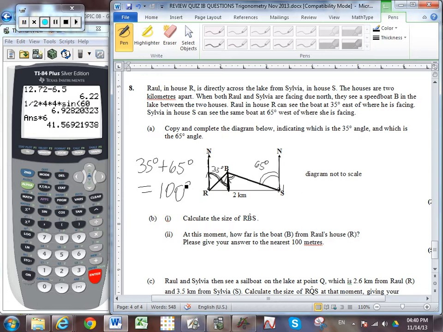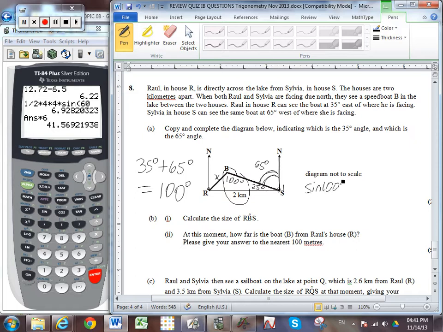At this moment, how far is the boat B from Raoul's house R? So we know that this is a 100 degree measure, and we're being asked now to find the distance between the boat and Raoul's house. Well, we don't have a 90 degree angle here, it's not a right triangle, so we have to use either the law of sines or the law of cosines, but look, we do have an opposite pair. And if this is 65 degrees, then subtract from 90, that means that this must be 25 degrees. So I now have enough information to set up the law of sines.